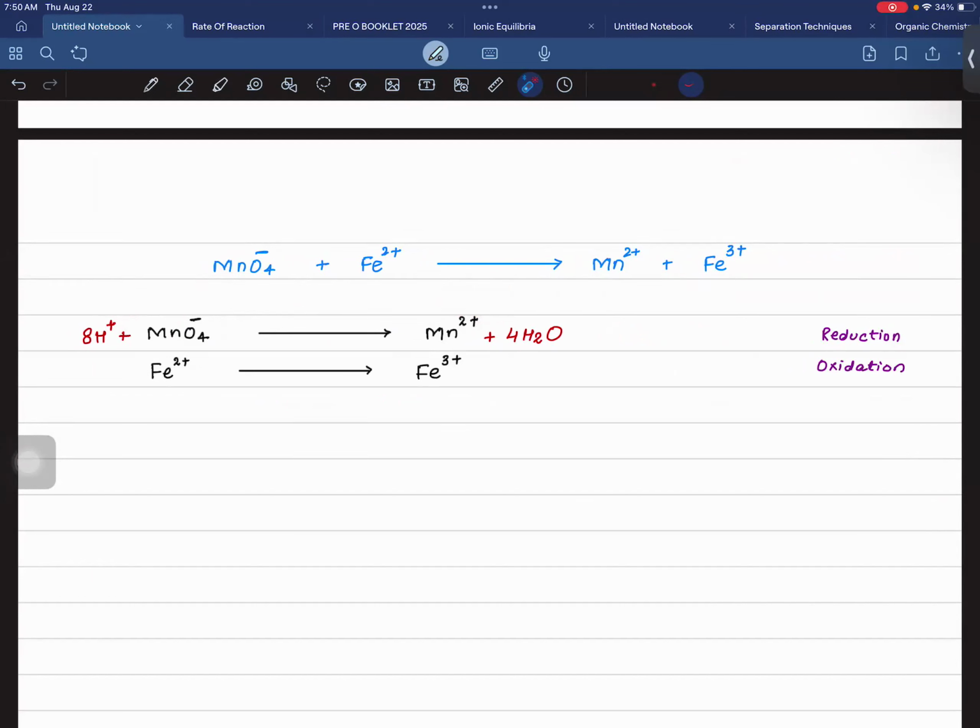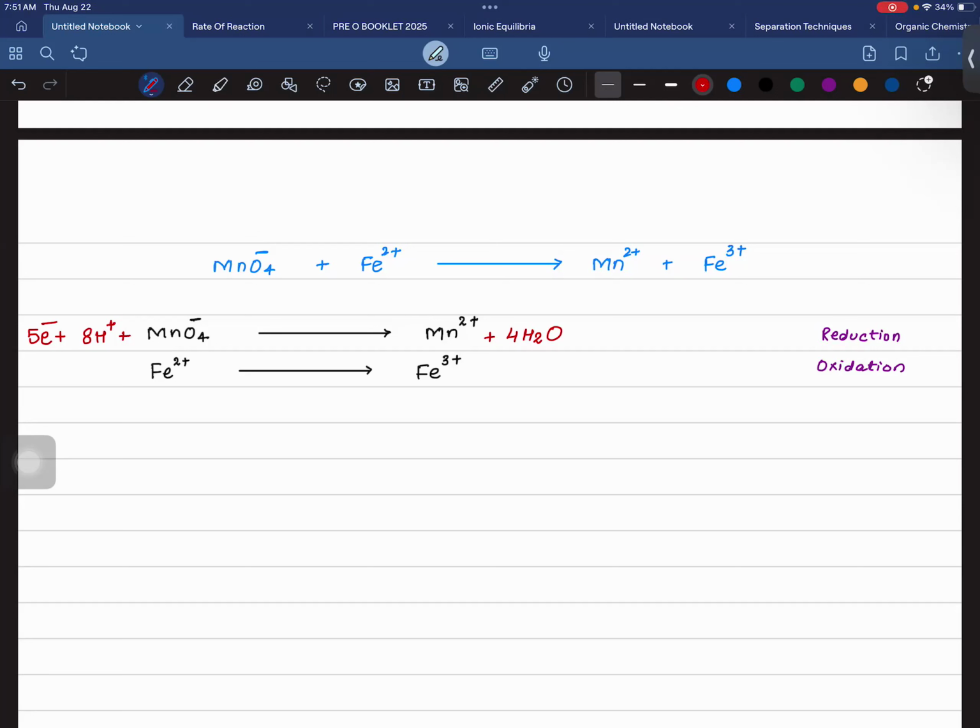What are you supposed to do? You are supposed to add electrons. And you all know that an electron is a negatively charged particle. I am going to write 5 electrons over here.